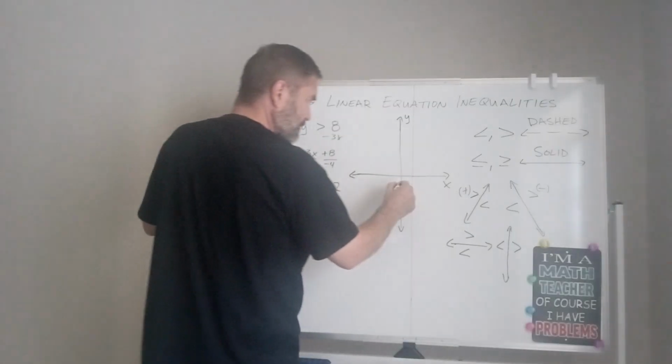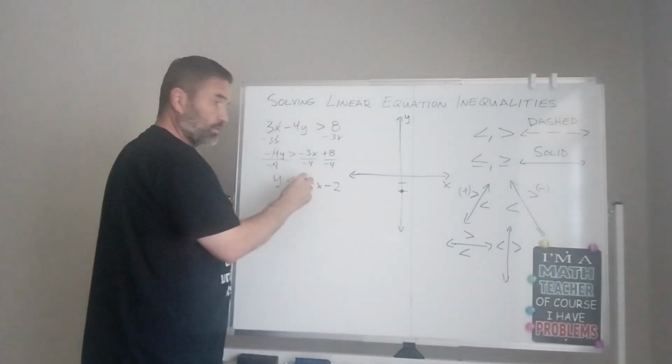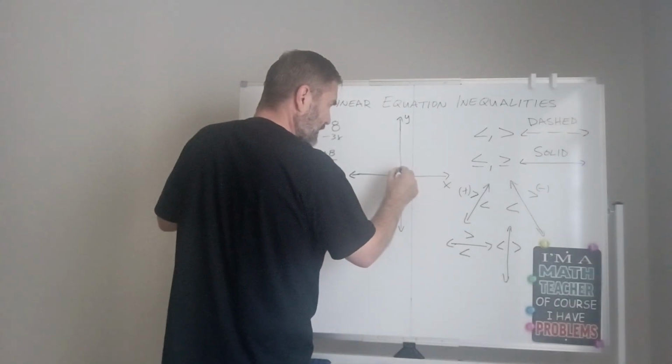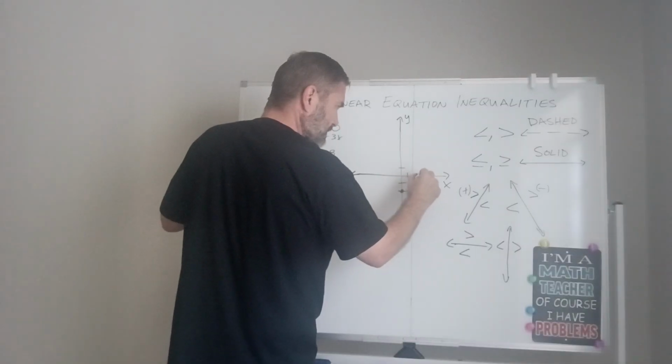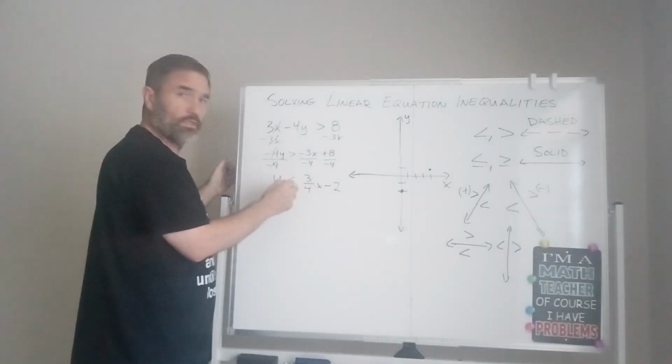I'm going to go to my negative 2 on my y-axis because that is my y-intercept. My slope is 3/4, so 3 is your rise. That means you're going to go up 1, 2, 3, over 1, 2, 3, 4. And why did I go to the right? Well, I went up 3, right 4 because it's positive.